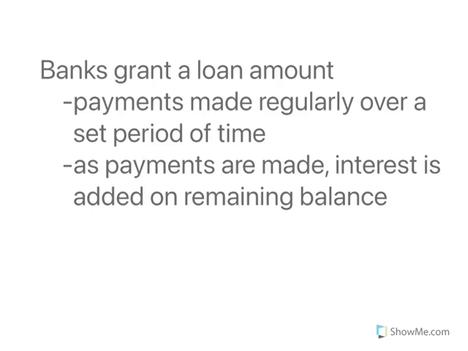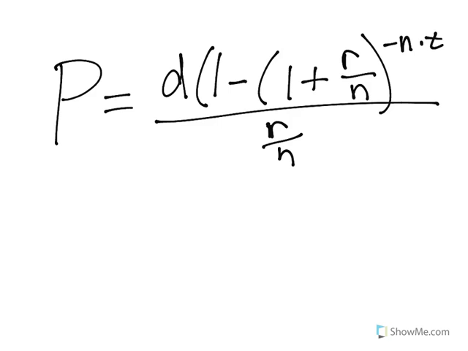All right. Now, just in general, a bank, or any financial institution, will grant a loan amount. Then payments are made regularly over a set period of time, usually 10, 15, 20, or 30 years, with the most common being 15 or 30. And as payments are made, interest is added on to the remaining balance. Okay, so that's in general.